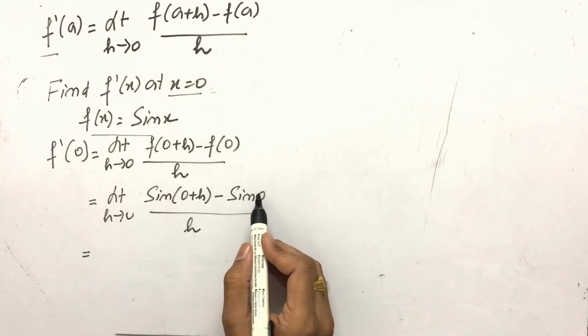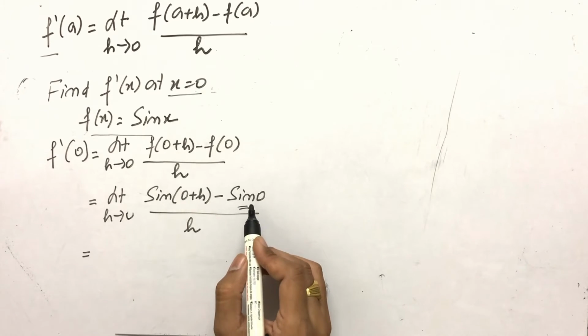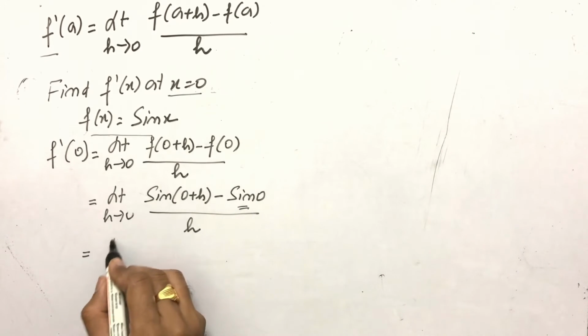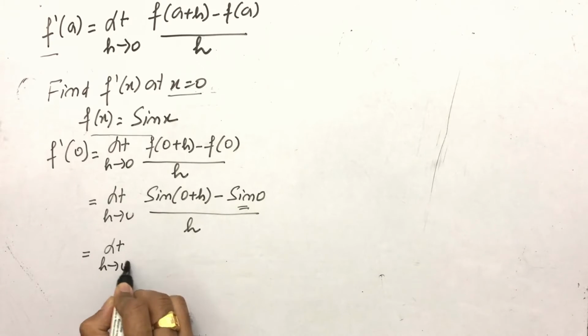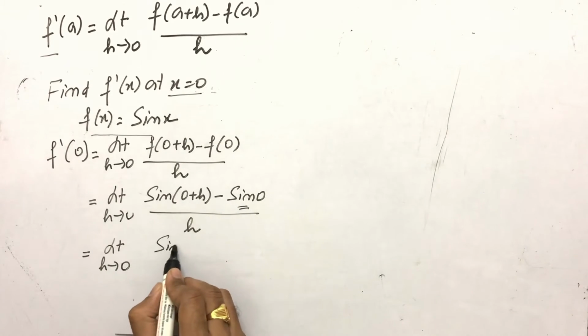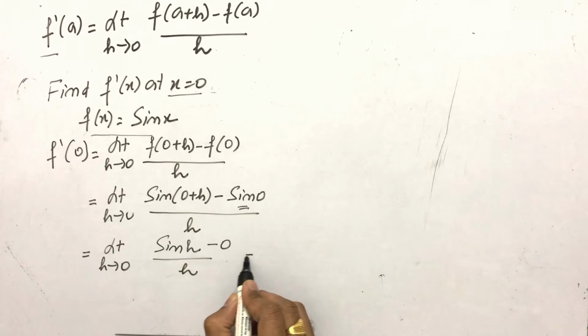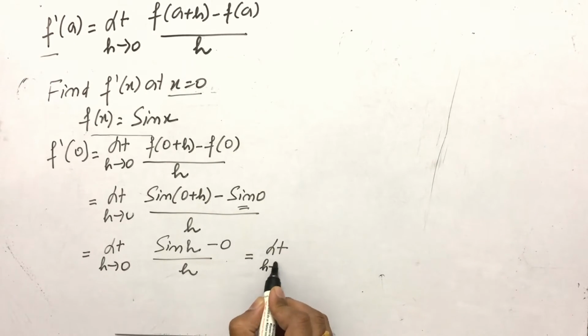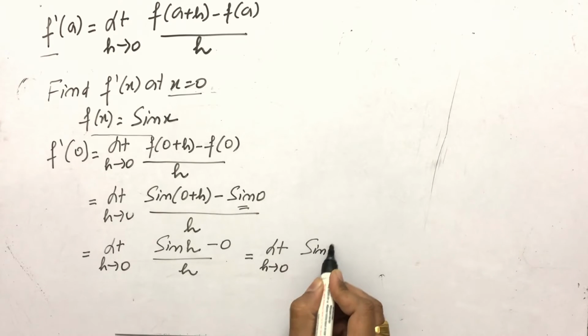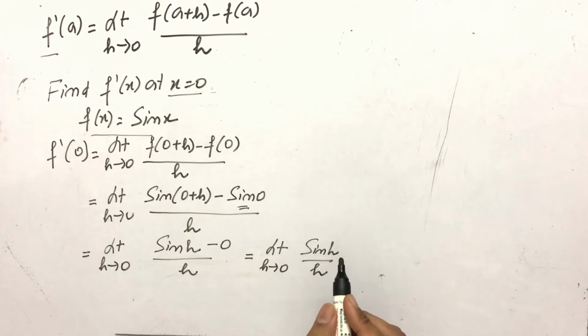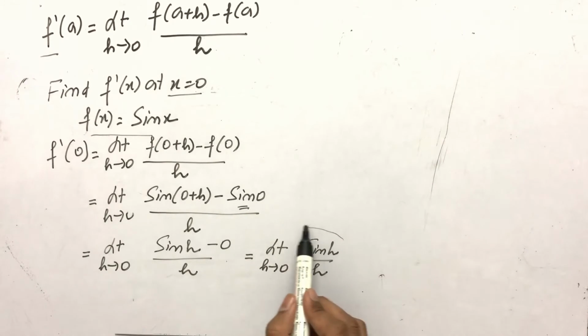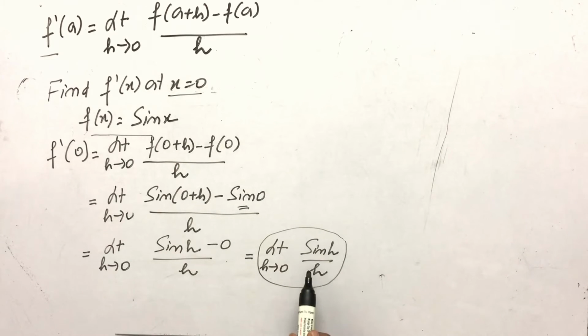And we all know the values of trigonometric functions. How much is sin 0? 0. And sin(0 + h) is sin h. So this is sin h minus 0 upon h. And further it becomes very easily, we can write this as sin h upon h. We have already discussed in our limit video that this is a standard formula and its value is 1. So this is the answer here.